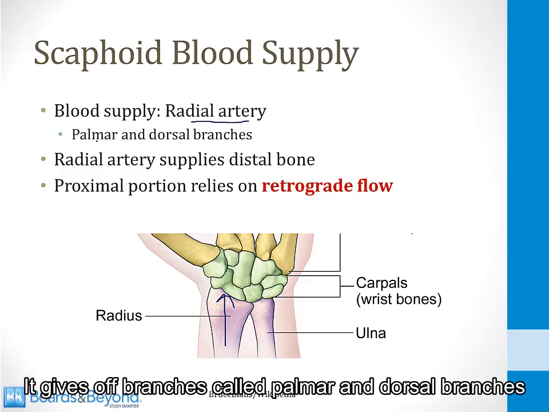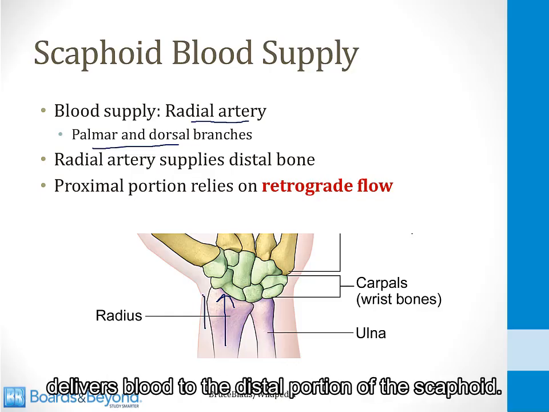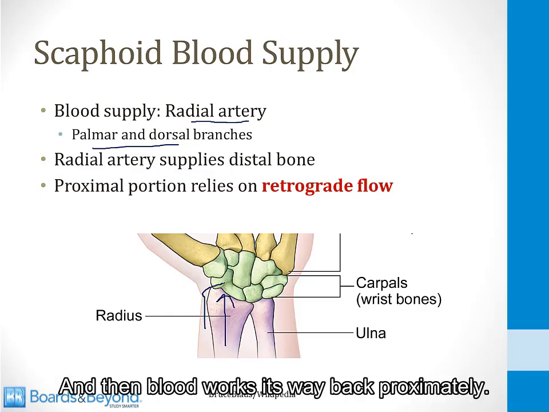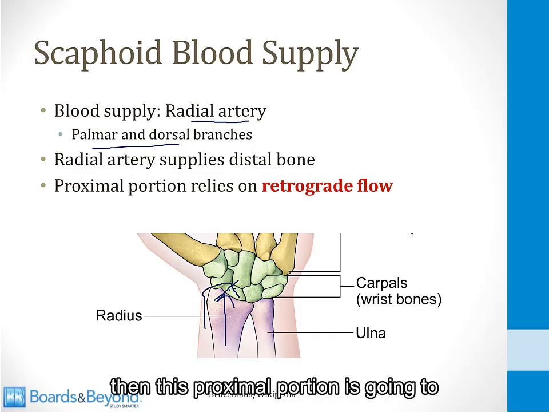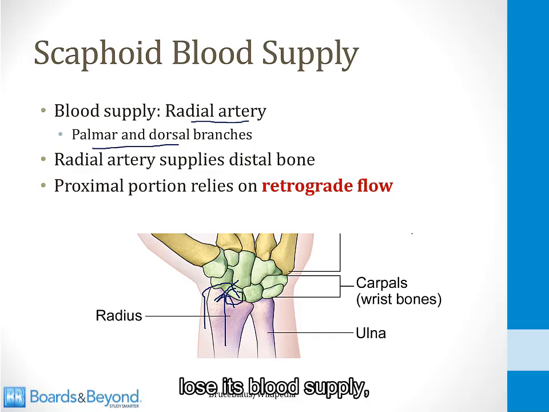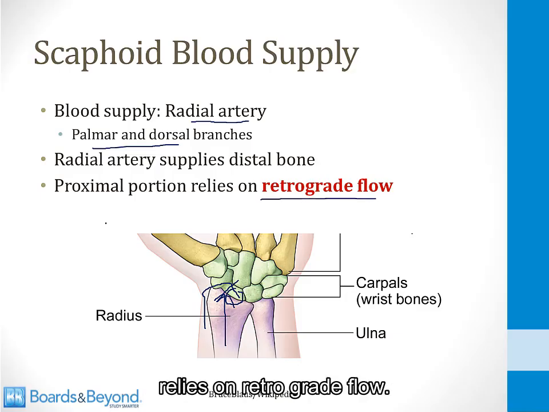It gives off branches called palmar and dorsal branches that deliver blood to the scaphoid. But the way this works is that the artery delivers blood to the distal portion of the scaphoid, and then blood works its way back proximally. What this means is if you have a fracture, especially a fracture in the middle of the bone, then this proximal portion is going to lose its blood supply. That's because the proximal portion relies on retrograde flow.